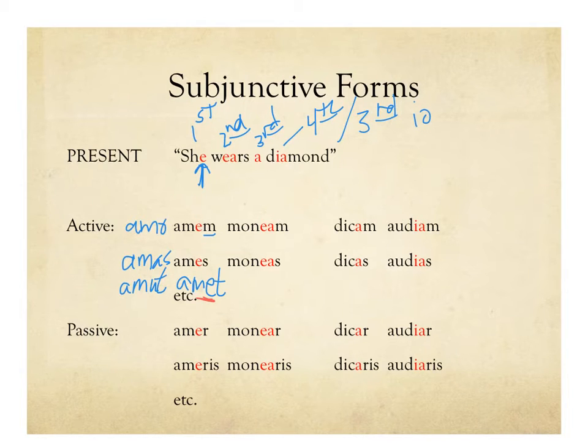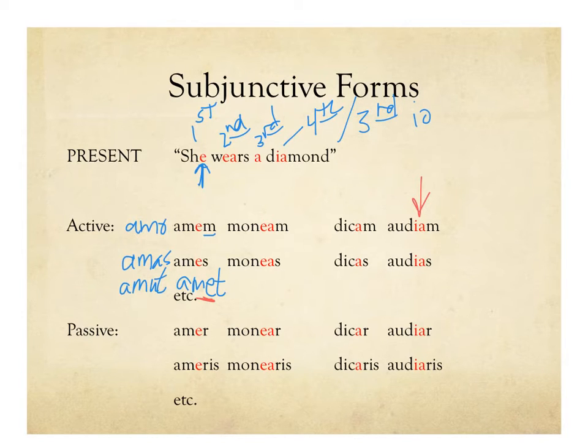And in the fourth, we have audiam, audias instead of audio, audis, right? So you can see what we're going to do is just use these vowels instead of the vowels we know.